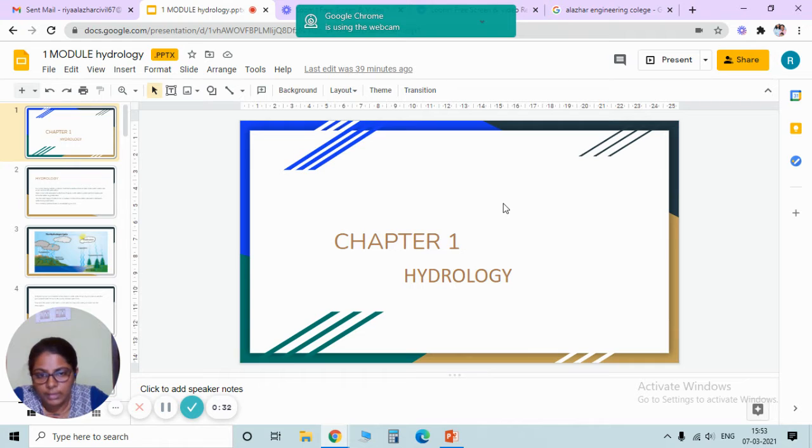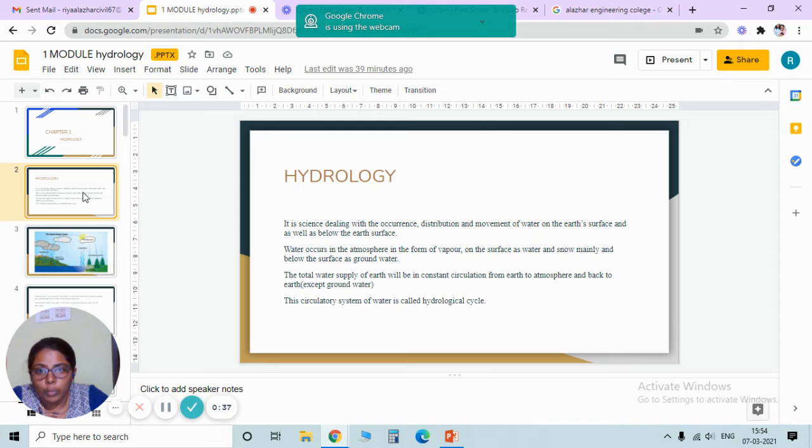Hydrology is a branch of science which deals with the occurrence, distribution, and movement of water on the Earth's surface as well as below the Earth's surface. See, we all know that water occurs in the atmosphere mainly in the forms of vapor, water, and snow, and below the Earth's surface as groundwater. So, the total water supply on the Earth's surface will be constant. It will circulate from Earth to atmosphere and vice versa. So, this circulatory system of water is the hydrological cycle.